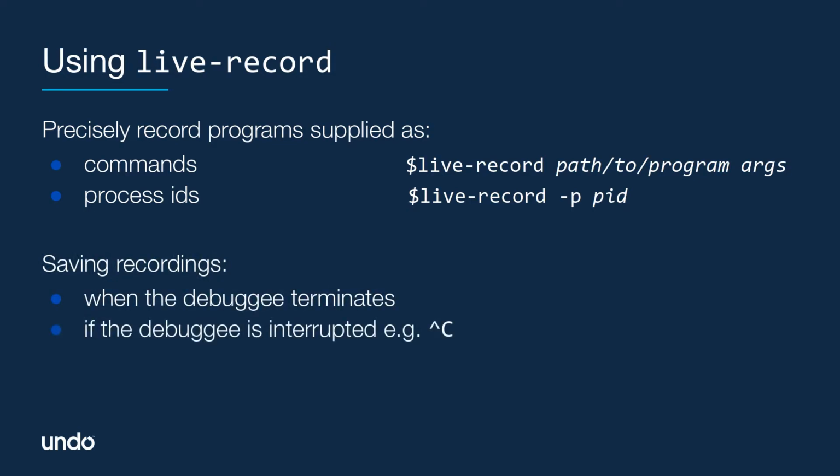In addition, if the debuggee is interrupted before it runs its course, Live Record will terminate the recording process and save the recording up to that point. Finally, we can specify certain circumstances under which Live Record will save a recording. Let's look at how this is done in more detail.